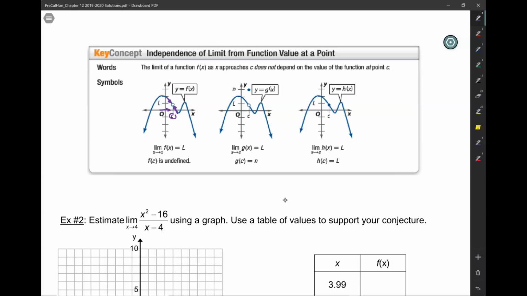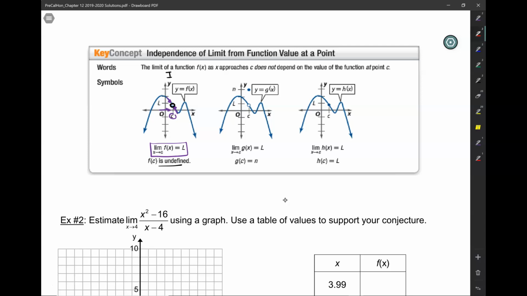Because the graph is approaching the same value of L from both sides, we say the limit is equal to L. Now, if I were to ask you, what is f of c? What is the actual value of f at x equals c? Well, there is a hole there. So f of c is undefined, right? So this is case number 1, where you have a limit, but f of c is undefined. Now let's go to the second example.